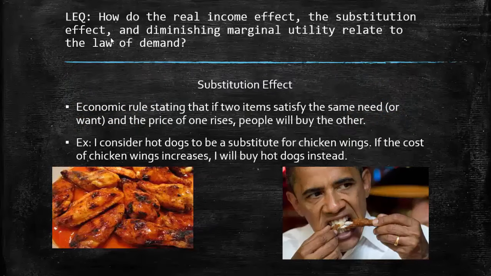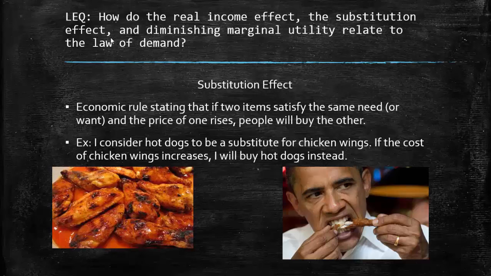Now here's the substitution effect. This is another very prominent one in American society. The substitution effect is an economic rule stating that if two items satisfy the same need or want, and if the price of one rises, people will buy the other. So think substitutes, two things that serve the same purpose.